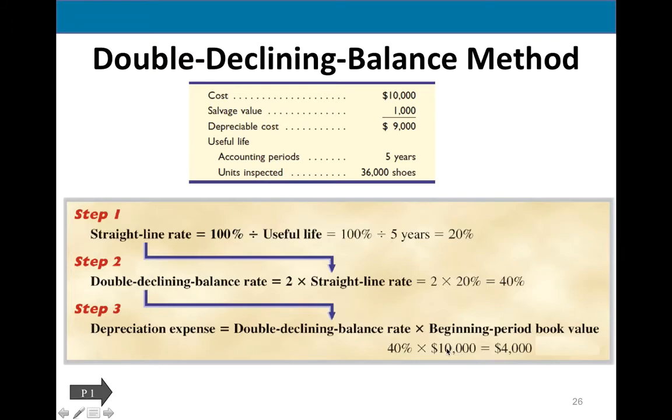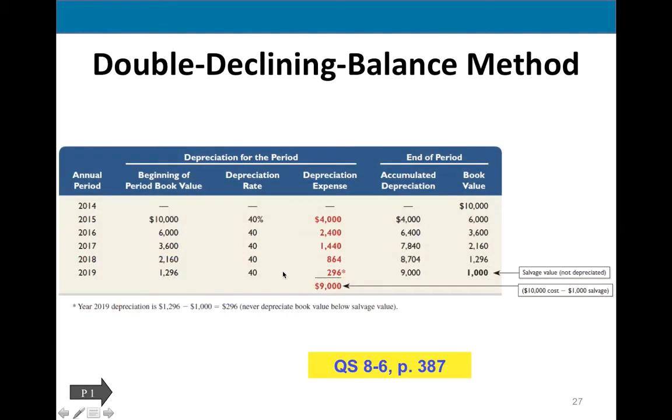In year 2, you have 10,000 minus 4,000, so you have 6,000 book value for the beginning of year 2. You then apply 40% to $6,000, and that would be $2,400. So in year 2, your depreciation significantly goes down to $2,400, and so on. Next year, I have 10,000 minus 2,400, so my book value is 3,600 multiplied by 40%, so my depreciation is 1,440.